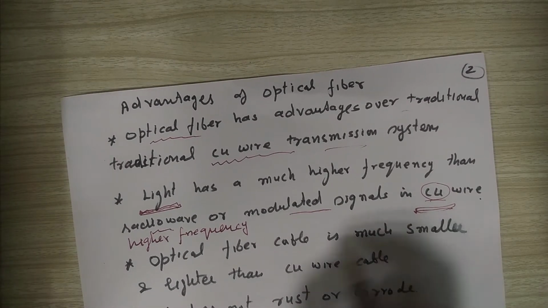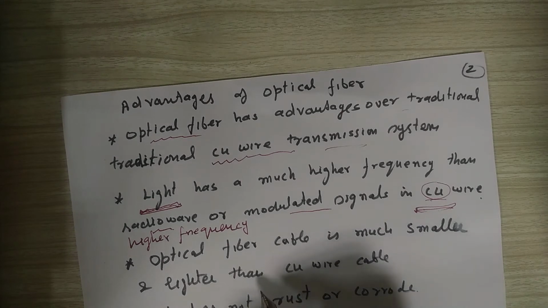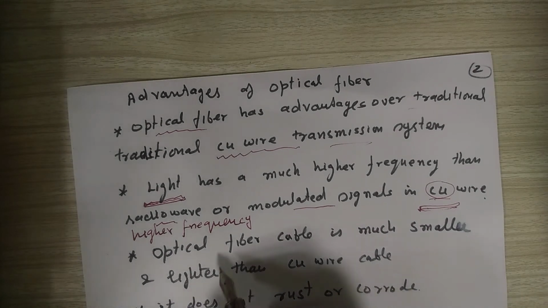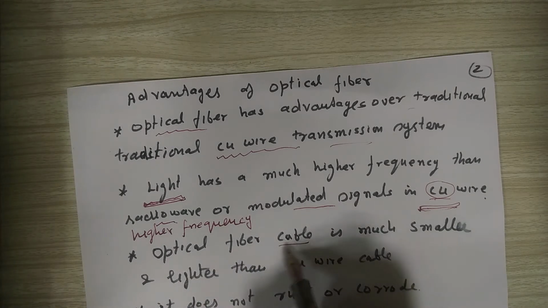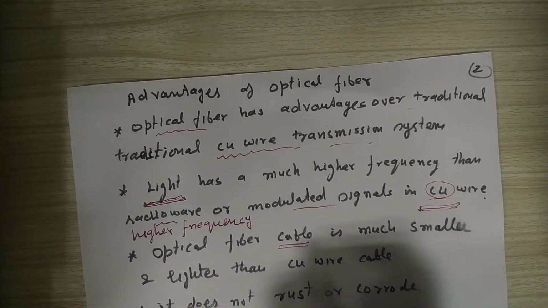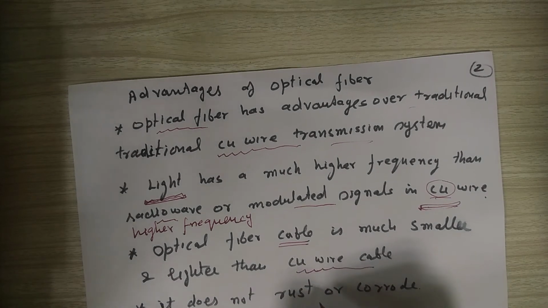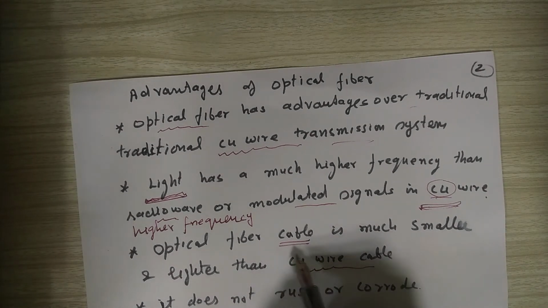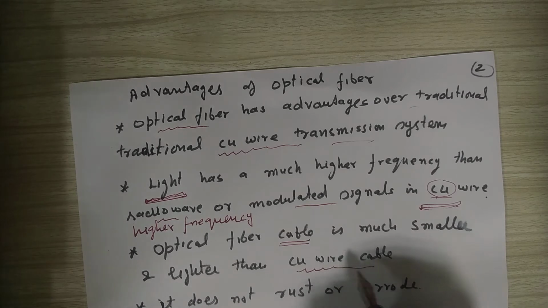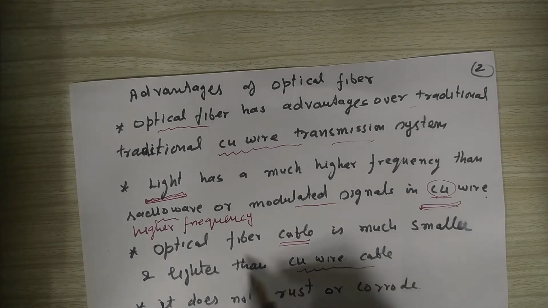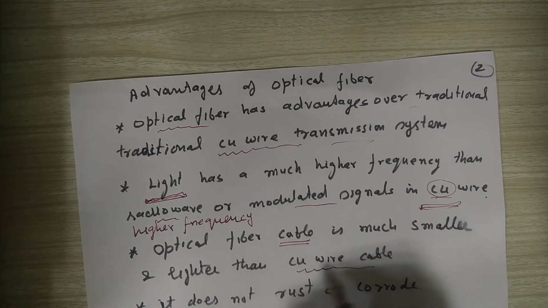And this is another advantage of the optical fiber. And another thing is that optical fiber cables are much smaller than the copper wire cables. And another is in terms of weight, they are also very light. Optical fiber cables are very light as compared to the copper wire cables.